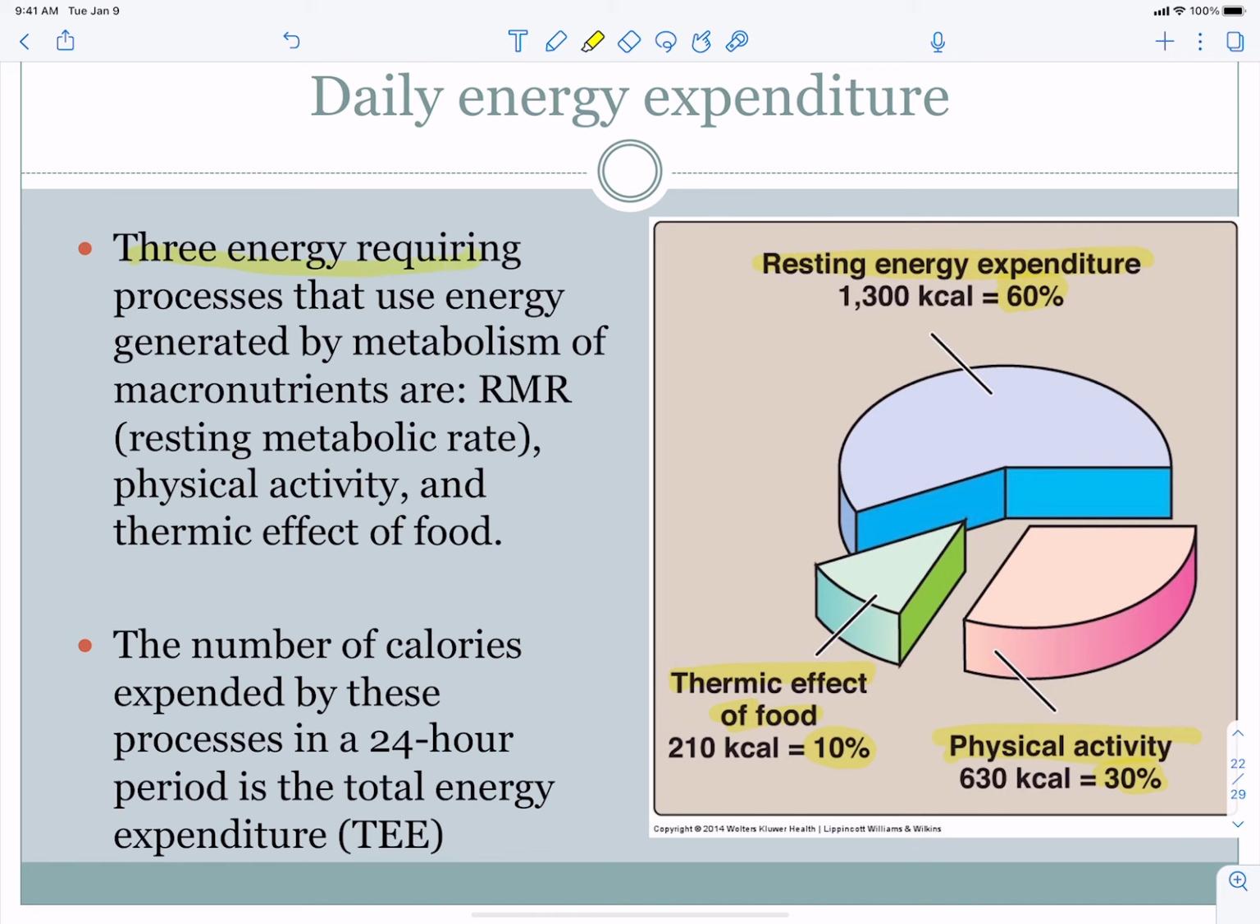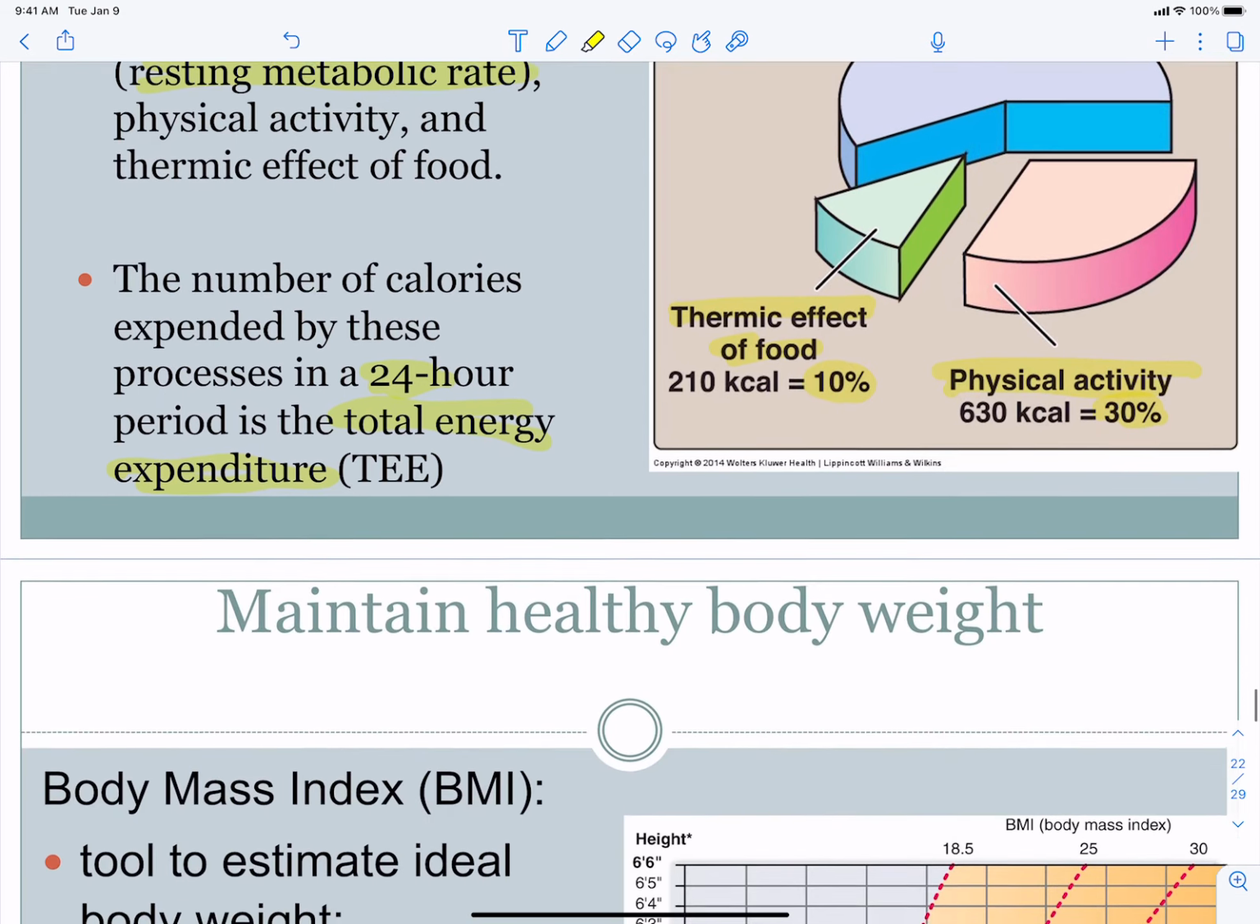So these three energy requiring processes use energy to generate whatever we need in order to function daily, and this is our resting metabolic rate, or RMR. And those three things are going to be influenced by resting metabolic weight, as well as our food intake, as well as our activity. So the number of calories used by these in a 24-hour period is going to be our total energy expenditure. So again, if you exercise more, the physical activity is going to be more. That percentage is going to go up. If you eat more, etc., that percentage is going to go up.